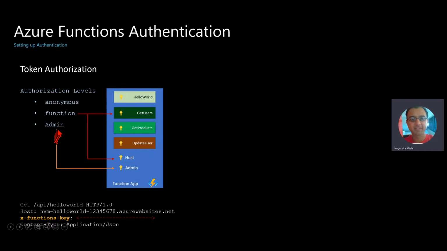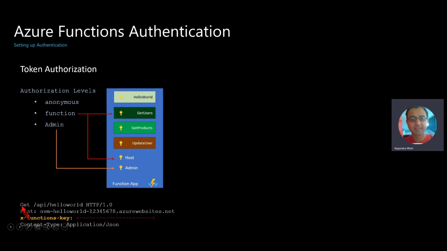The idea is that if you set up your function to require admin authentication, you're going to need to use the admin token in order to use it. If it's set to function, then either the host or the function token can be used. So if, let's say, you set it up for get users, then the get users function token or its parent, the host, will work. Similarly, if you set it up for products, it'll be the products function token or the host token.